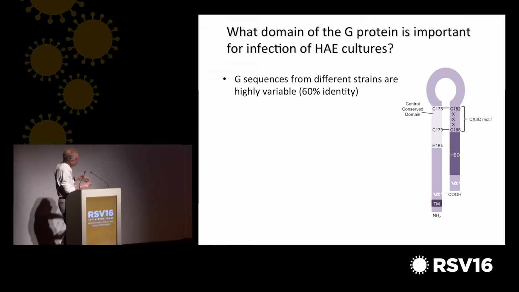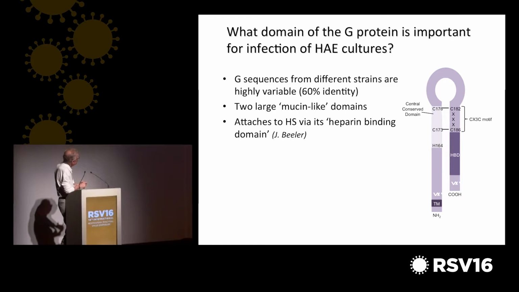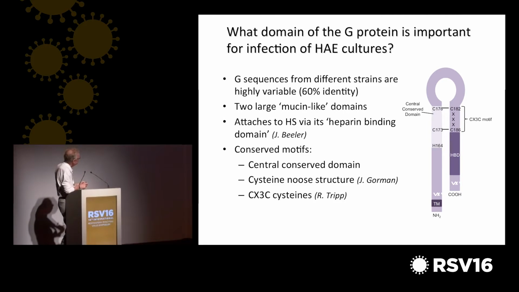The G sequences are highly variable, as Jose has alluded to. We all know the two large mucin-like domains. Now it attaches to heparin sulfate via this heparin binding domain over here, and Judy Beeler showed that years ago. This is a highly basic amino acid region, so it has the opposite charge of heparin sulfate, which is negatively charged. This is a positively charged region, so that makes sense.